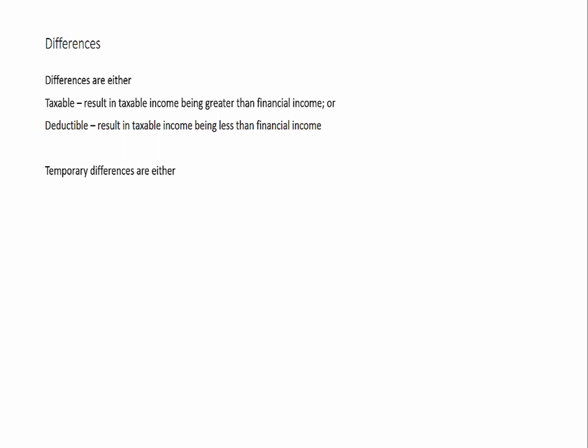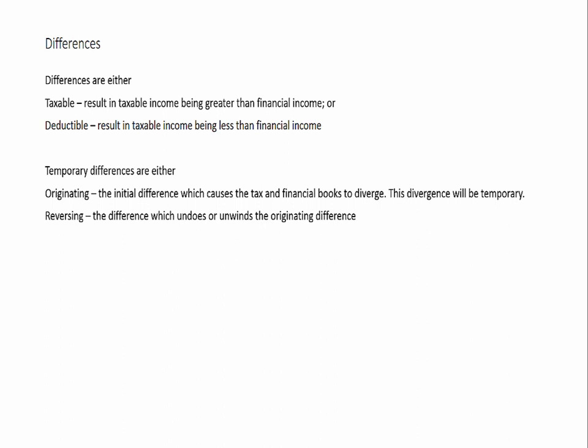Now, temporary differences, and again, temporary differences are the ones we're going to be concerned with most. Temporary differences are either originating differences. This is the initial difference which causes our tax and financial accounting books to diverge. And again, this divergence is temporary. It's a timing difference. And if not an originating difference, then it will be the reversing difference. And again, this is the difference which undoes or unwinds or counteracts the originating difference. Permanent differences are never reversed. Again, they're not timing or temporary differences, they are permanent discrepancies. They never get unwound or undone.